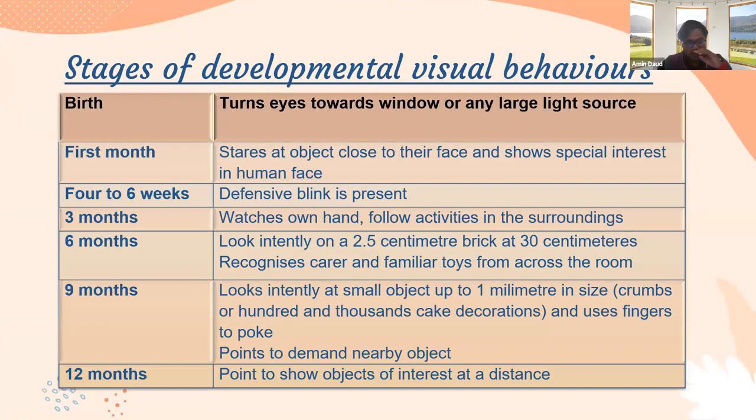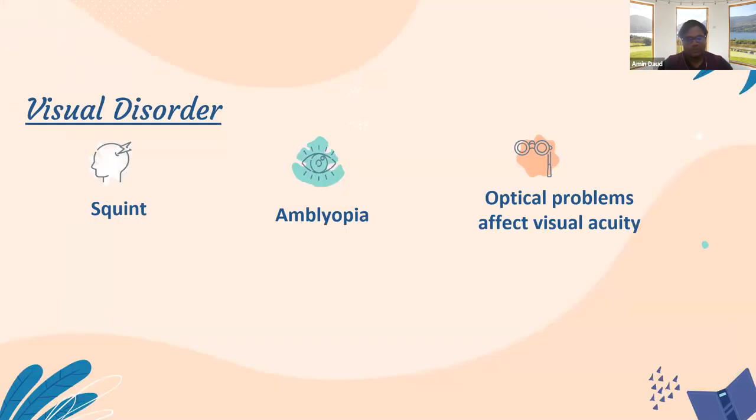For 2 to 3 years old, they didn't mention anything, but in Sunflower it means that at 2 to 3 years old, we can do a testing of matching with pictures, and by 3 years old, we can do matching with letters. So these are the visual disorders that are commonly associated with children. First is squint or strabismus, where there is misalignment between the two eyes.